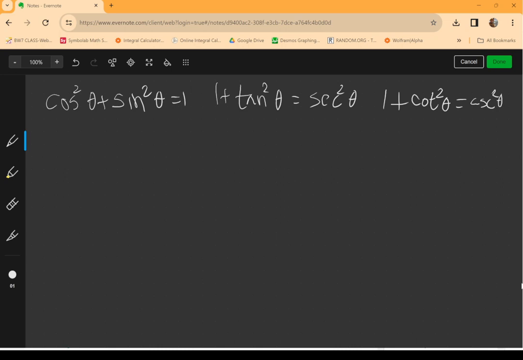So the way we're going to approach this: what we have in front of us here are the fundamental identities. The first one, cosine squared theta plus sine squared theta equals 1, comes from the unit circle, the Pythagorean identity, and the other two are derived by dividing through by either cosine squared theta or sine squared theta. Now, the process of verifying an identity: the problem would state, verify the identity.